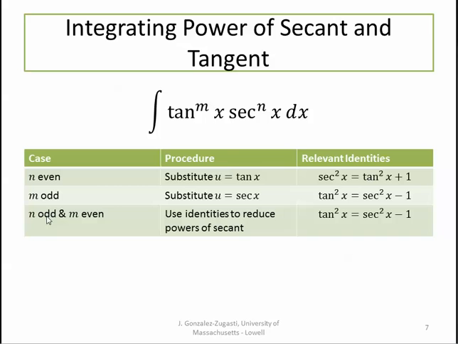If it turns out that the power of secant is odd and the power of tangent is even, then we will use the identity tangent squared x equals secant squared x minus 1 and reduce everything down to powers of secant. So let's look at some examples.